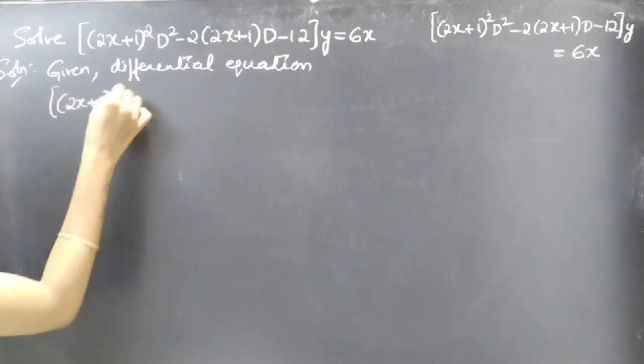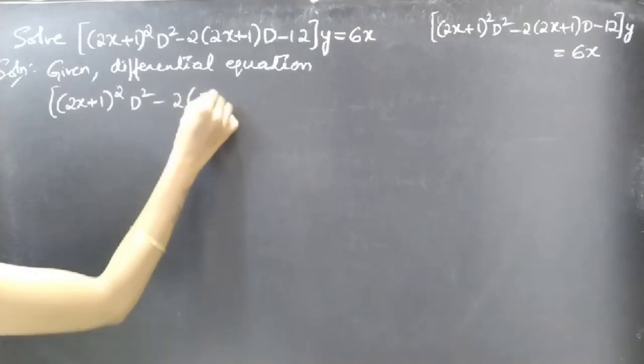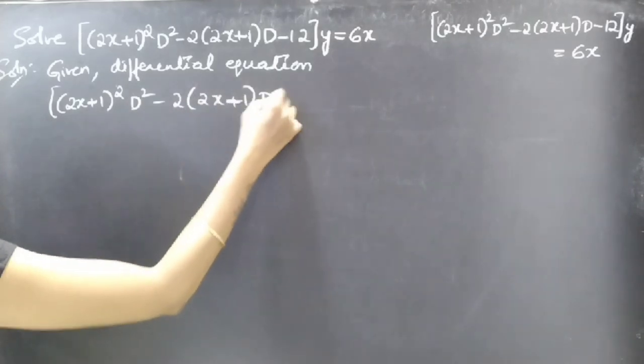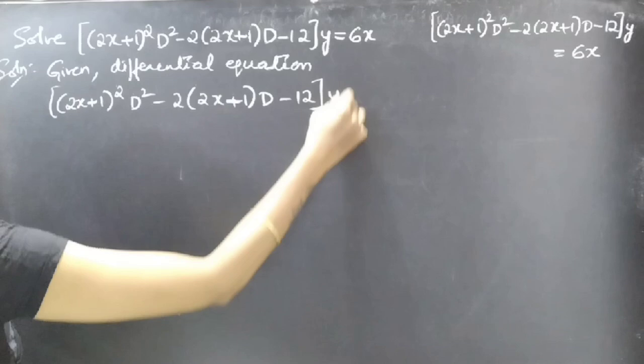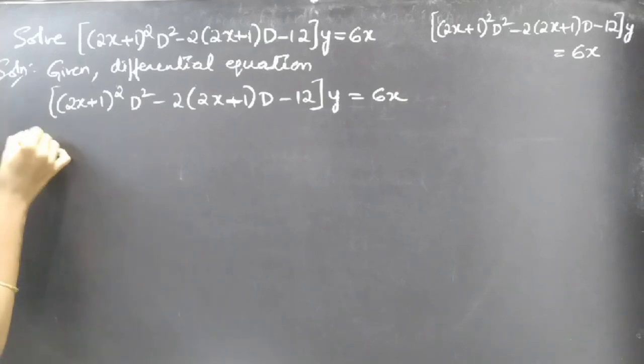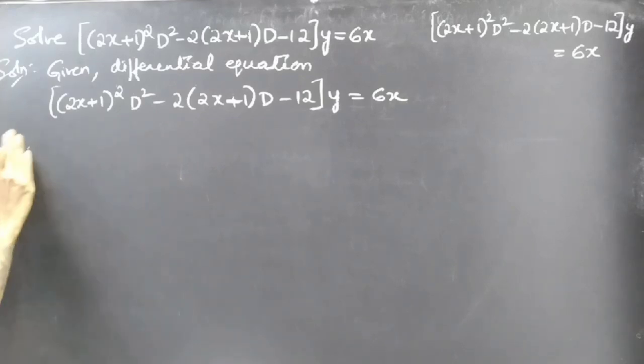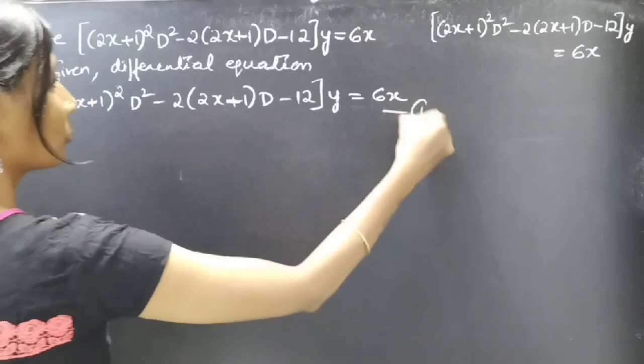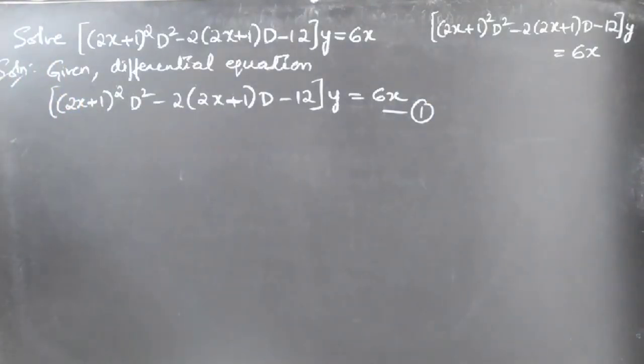(2x+1) whole square into d square minus 2 times (2x+1) into d minus 12 into y equal to 6x, right? Consider this as equation number 1. We are given a Legendre's linear differential equation. Now we will reduce this to a linear differential equation with constant coefficients by making some substitutions.